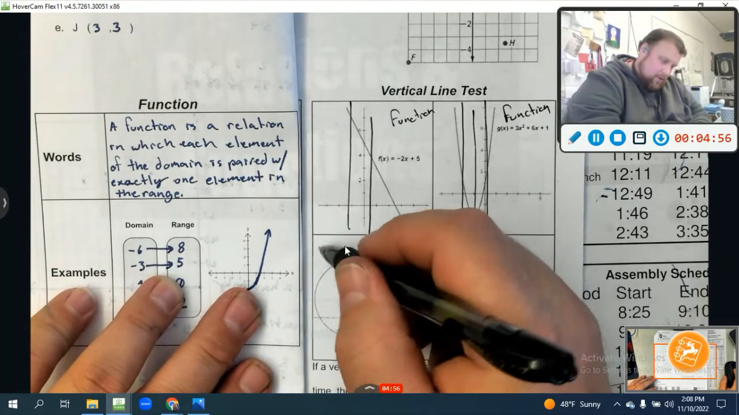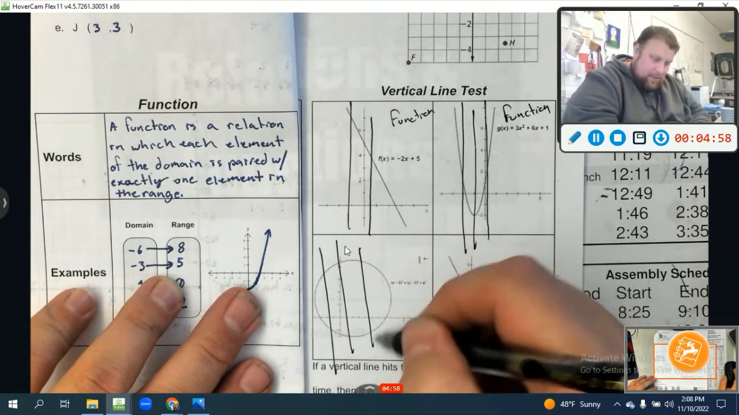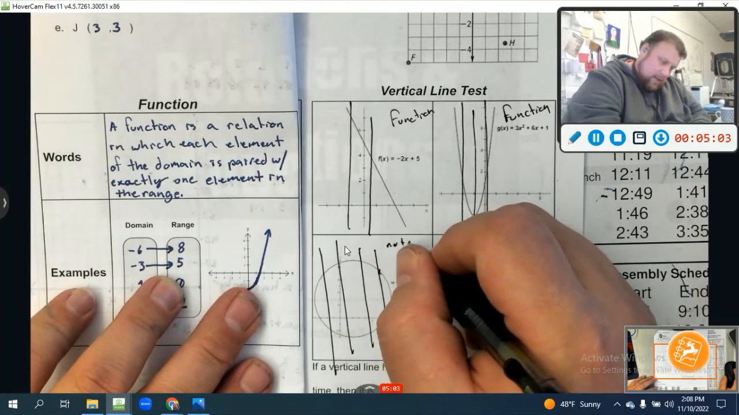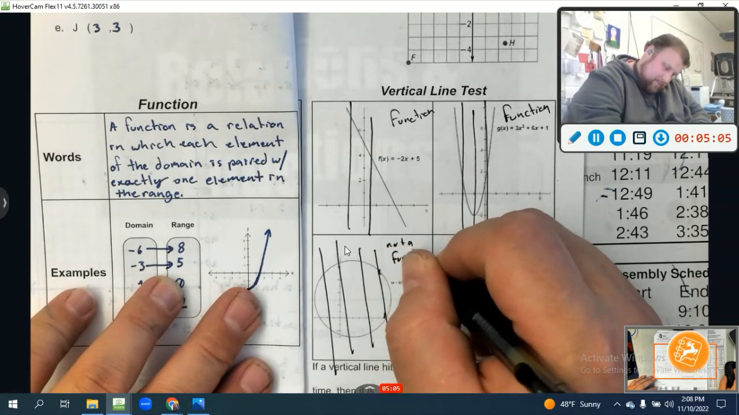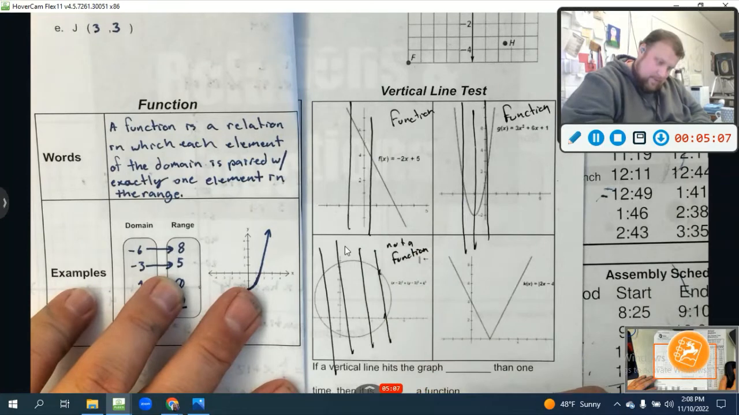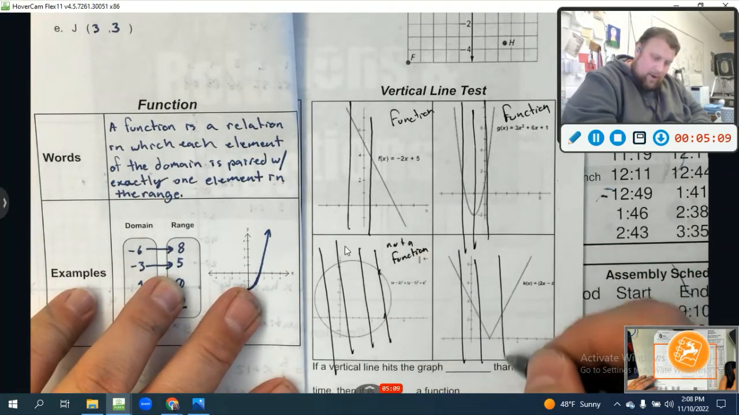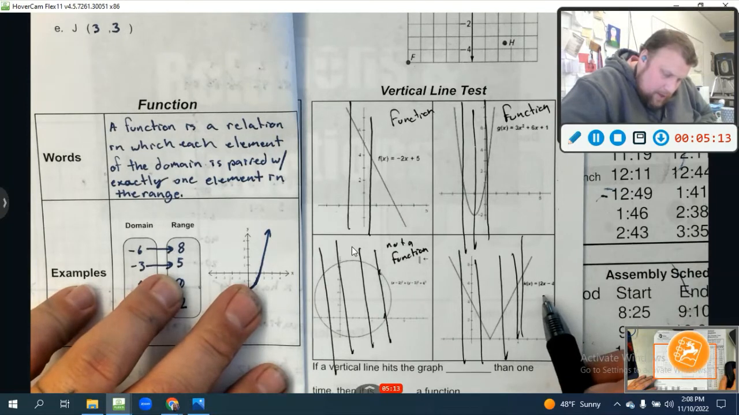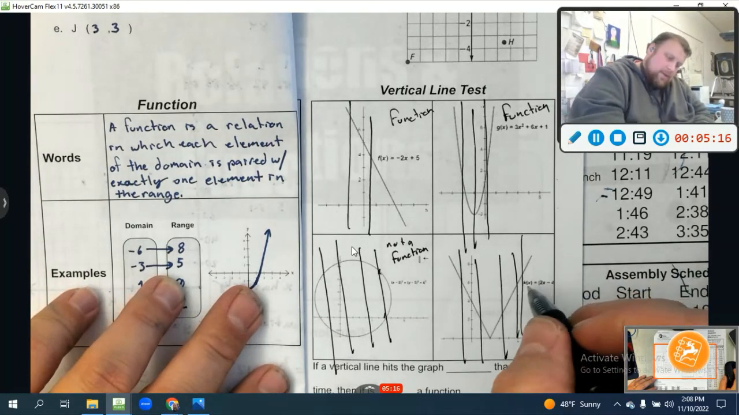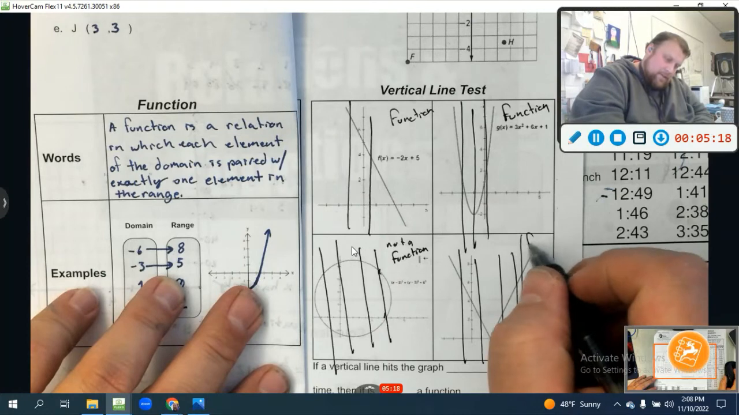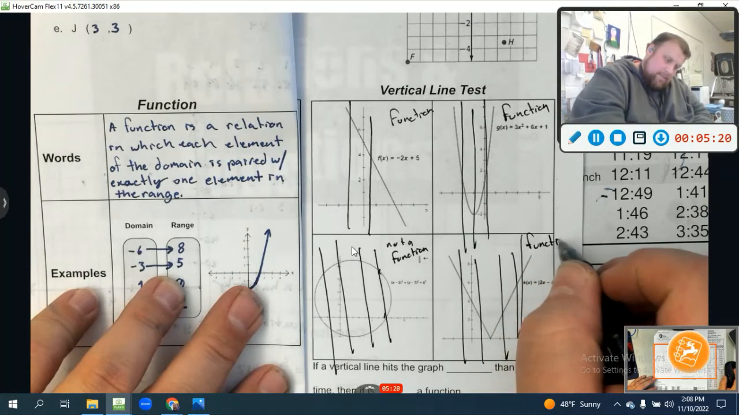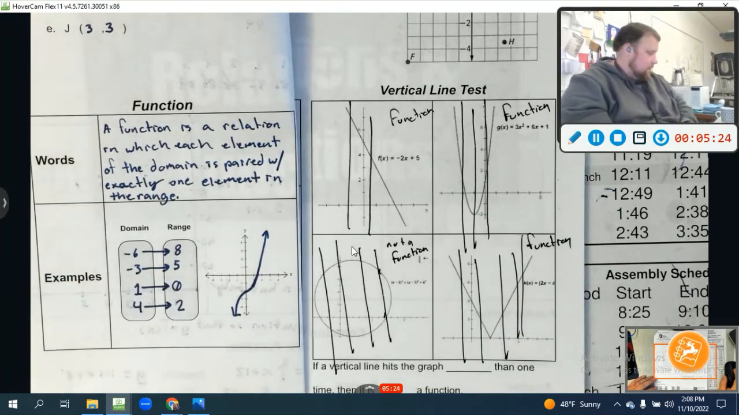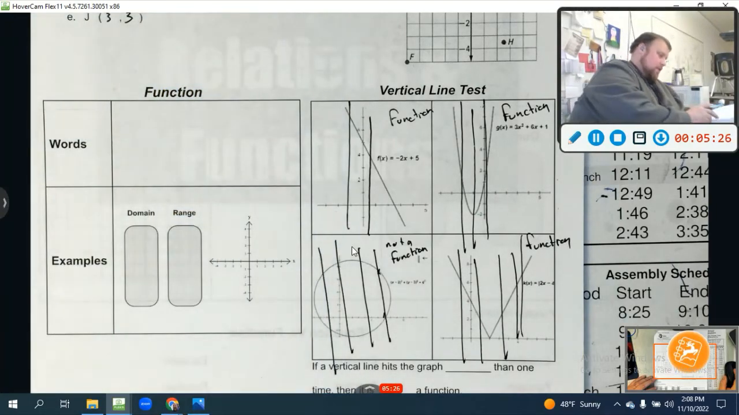Look at this circle. Pretty much everywhere I draw it, it's hitting twice. Not a function. And last, this is actually the graph of an absolute value problem. You see it's k of x equals the absolute value of 2x minus 4. So yes, it's a function. Only hits once each time. Okay? Awesome. Let's go ahead and get moving on below.